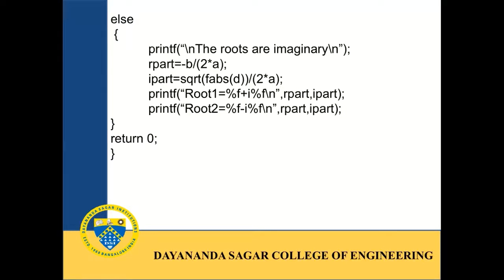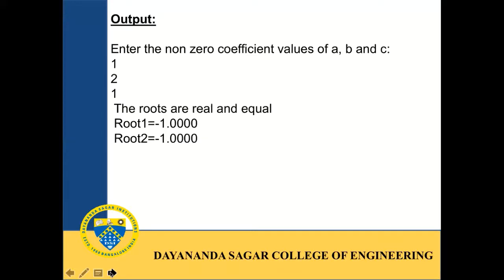Then end of the program, return 0. Let's look at a sample output here. As we had a message to be displayed on the screen for the user, asking the user to enter the non-zero coefficient values of a, b, and c. If the user enters 1, 2, and 1, that means a is equal to 1, b is equal to 2, c is equal to 1. Then on calculating d, we get to know that the roots are real and equal, and we calculate the roots and display those roots, root 1 and root 2. See, both should be equal.